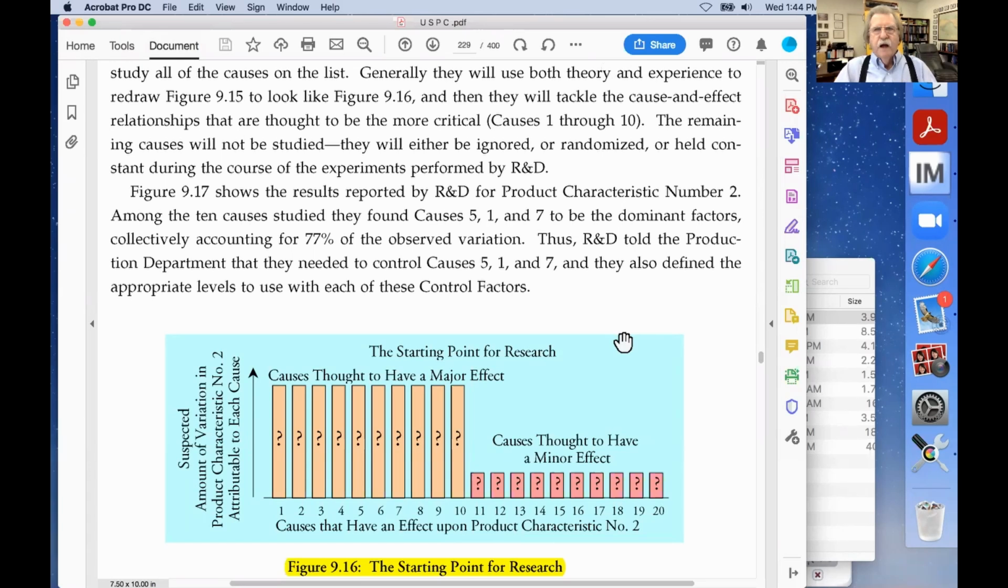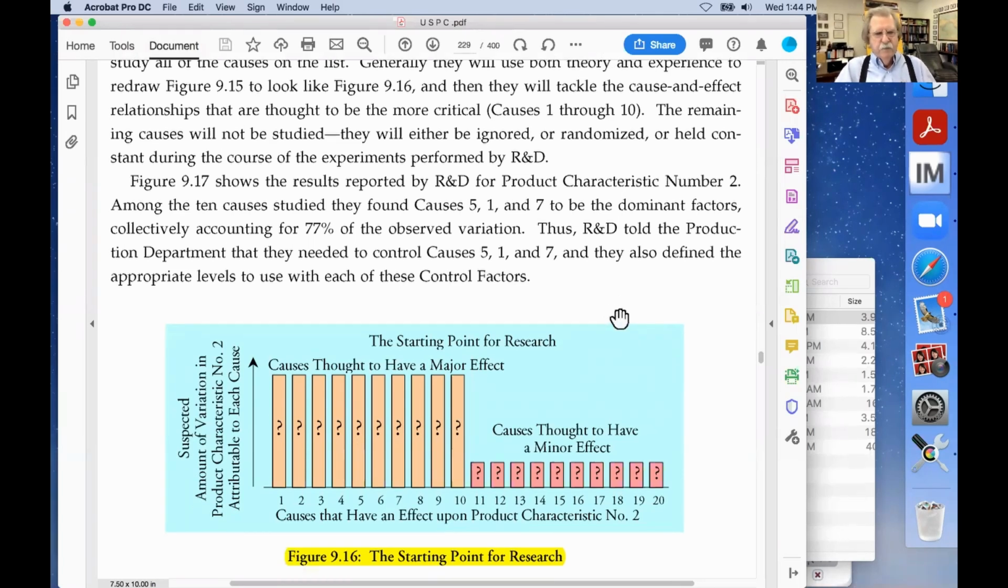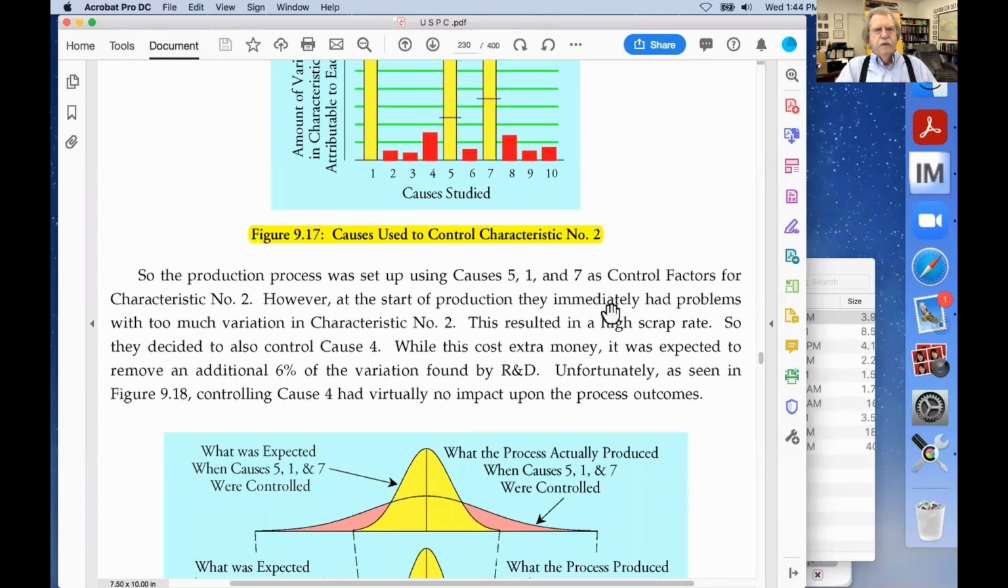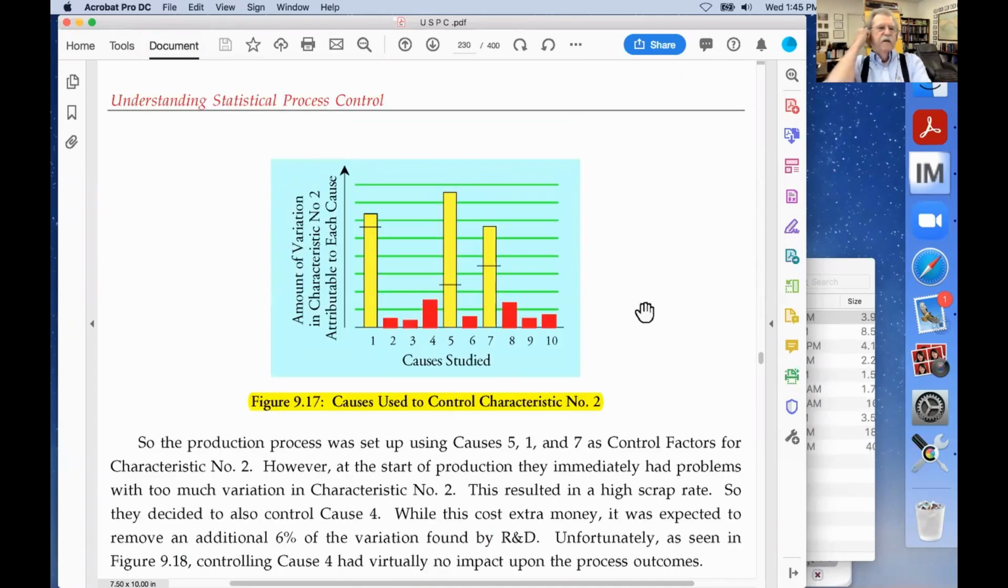So here at the bottom of page 229, in Understanding SPC, we see the problem. So R&D does the research, and they come up with the following. We studied factors 1 through 10, and we think that you need to control 5 and 1 and 7. And here are the proper levels for 1, here's the proper level for 5, and here's the proper level for 7. So then they throw the process over the wall to production.